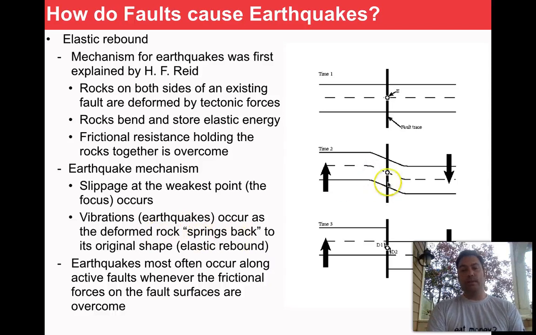So it's the springing back from this stage to this stage that brings about that earthquake. Remember, this can occur very fast, in about a minute or even a few seconds in some cases. Back to its original shape. Earthquakes most often occur along active faults whenever the frictional forces on the fault surfaces are overcome. So if there's friction on the fault, you'll get earthquakes.